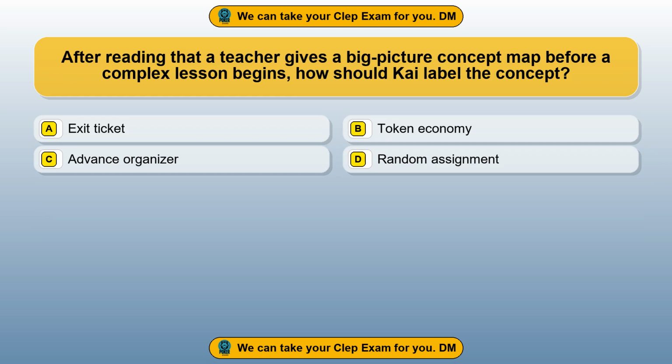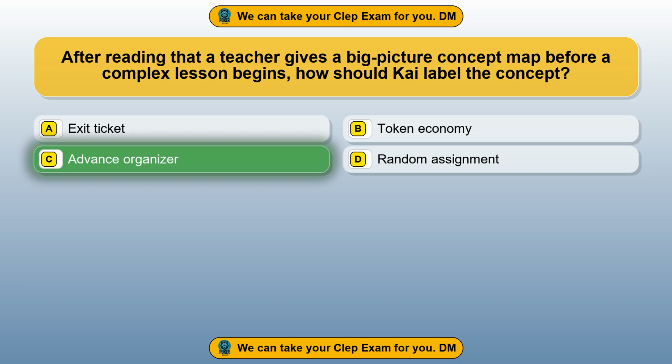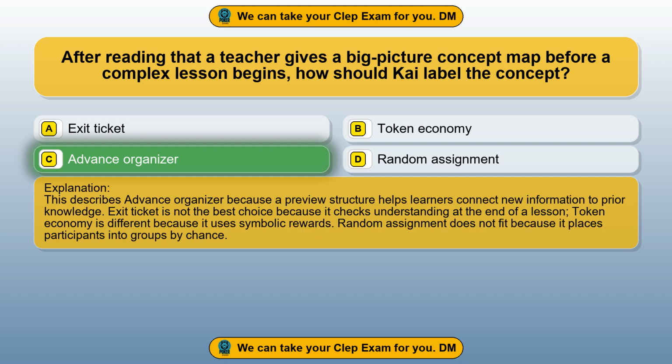Question 43. After reading that a teacher gives a big picture concept map before a complex lesson begins, how should Kai label the concept? Option A, exit ticket. Option B, token economy. Option C, advance organizer. Option D, random assignment. The correct answer is option C, advance organizer. This describes advance organizer because a preview structure helps learners connect new information to prior knowledge.